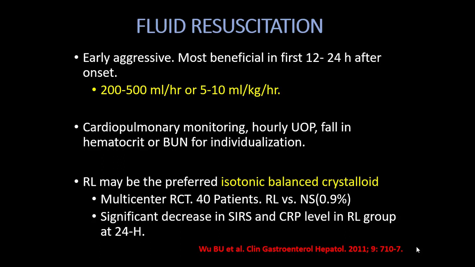So which fluid should be given and at what rate? Fluid should be given at a rate of 5 to 10 ml per kilogram per hour, and you should do cardiopulmonary monitoring. If your patient has any underlying heart condition, you should do cardiopulmonary monitoring. And what is your end point of fluid management? The hematocrit and BUN should fall after the fluid resuscitation.